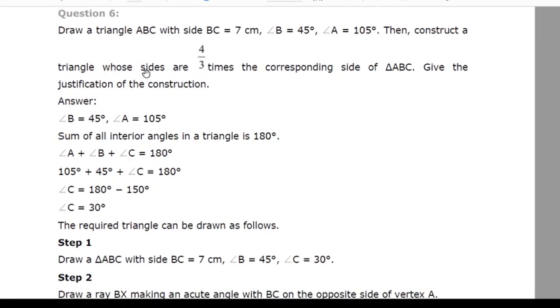Next, question number 6. Draw a triangle. This is just 4 by 3 times the corresponding. 3 is the original, 4 is your larger value. It means it is your larger triangle. This is also the very same problem. You do it yourself.